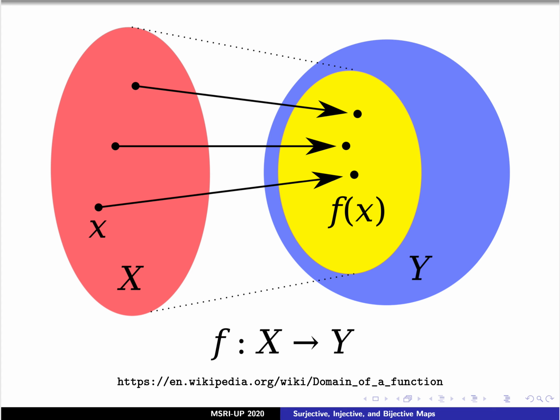Here's a picture of everything that we've covered so far. On the left, this red oval corresponds to our domain X. On the right, you can see a blue oval that corresponds to the codomain Y. The yellow oval sitting inside of Y will be our image or our range. The arrows going from left to right correspond to our function. They take a lowercase x inside of the red oval and map that to an f of x inside of the yellow oval.